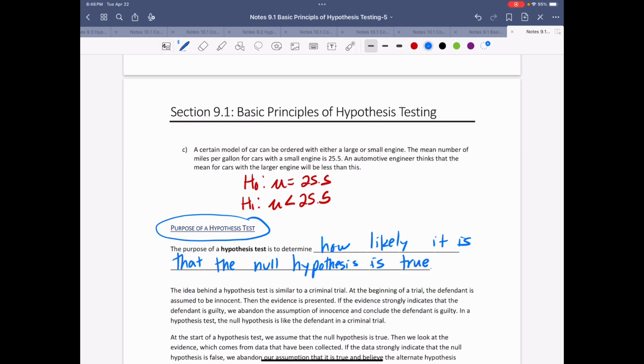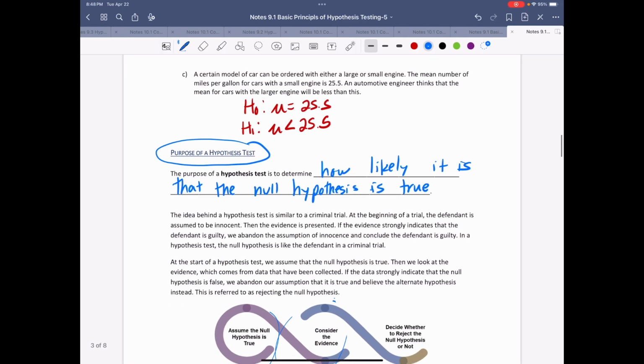And here's what a hypothesis test looks like. At the beginning, it's similar to a criminal trial. We're innocent until proven guilty. We assume that they're innocent. The evidence is presented. If the evidence strongly indicates that the defendant is guilty, we abandon the assumption of innocence and conclude that the defendant is guilty.